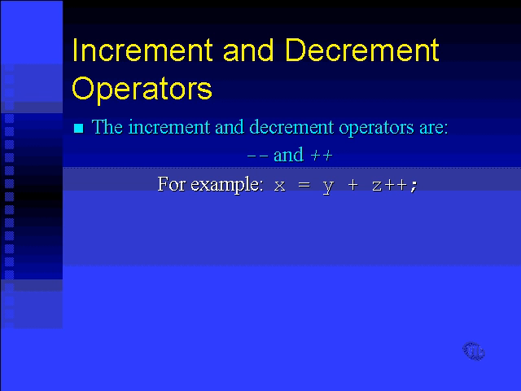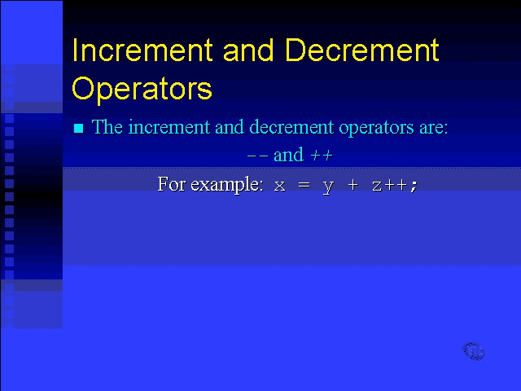So, let's do some numerical examples here. If y is 1 and z is 2, then x is probably going to be either 3 or 4, isn't it? It depends on whether the incrementing of z happens before or after the assignment is done. So which is it? Well, in this particular case, it happens afterwards. Only in this particular case, and I'll explain that in a second. What's happening here is that y and z are added together and the result is put into x. And after that, z is incremented. That's the order that things happen.